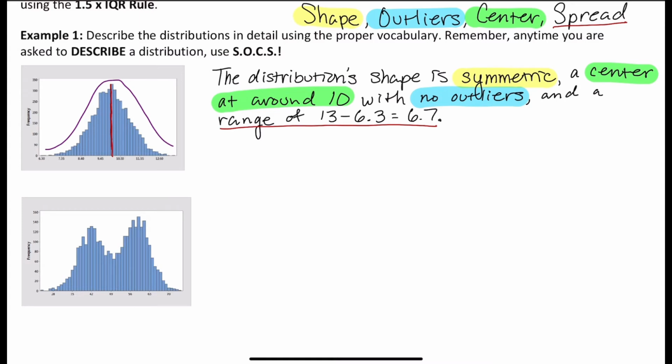So let's look at the second one here. And I'm going to go in the same order for all of these. Shape, well, I know I went backwards for the other one, but I'll generally go in this same order at the top: shape, outlier, center, spread. So let's look at the shape.